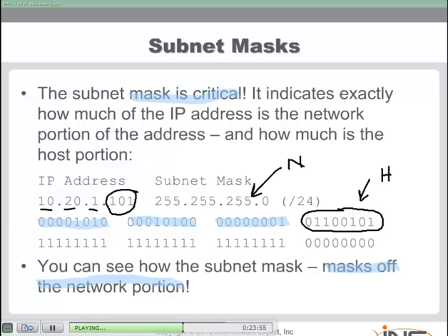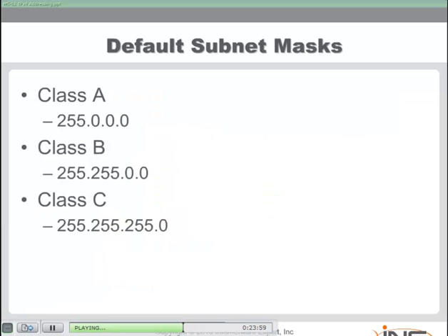We know that for a class A, the default mask is 255.0.0.0. So 8 bits of the class A address are used for the network identification by default. In a class B address, 255.255.0.0 is our mask. We know that by default, 16 bits are used for the identification of networks. And in class C networks, by default, it's a mask of 255.255.255.0 for the identification of networks. We can see that it is 24 bits that are used for the identification of a network in the class C world.